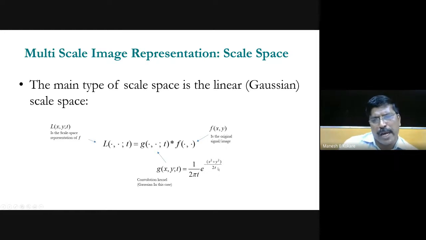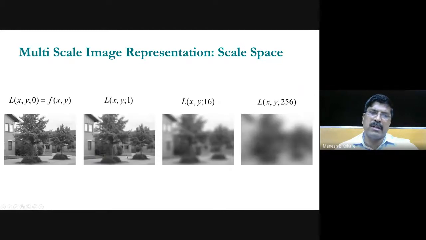So as you change the standard deviation or t, you will get different shapes of the Gaussian function, and then you are going to convolve that with the image. So convolution is done with the Gaussian function and the image, and then you get the representation of the image, the Gaussian convolved with the image, right? That is also called this.